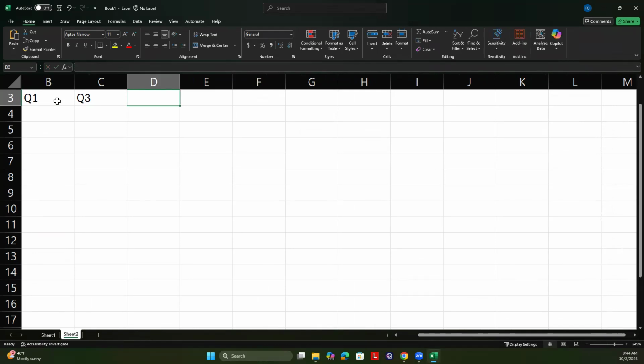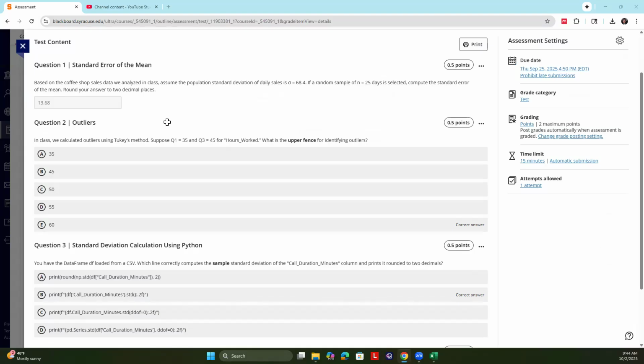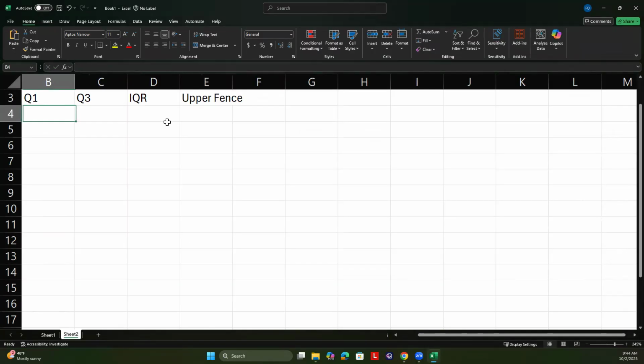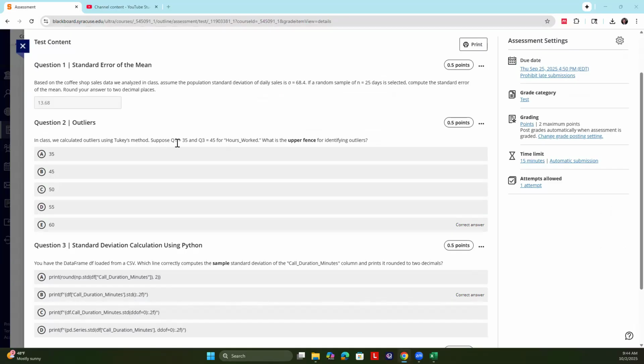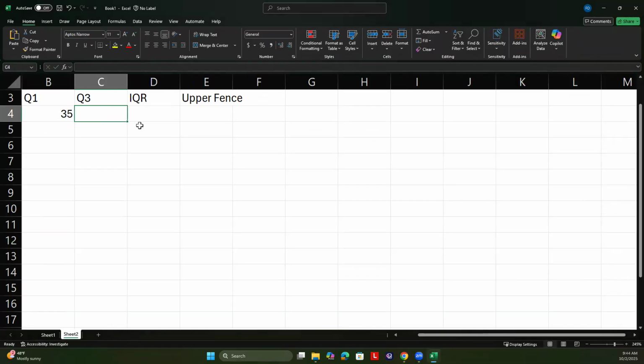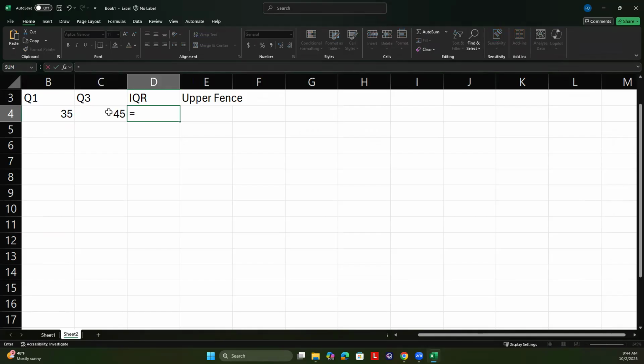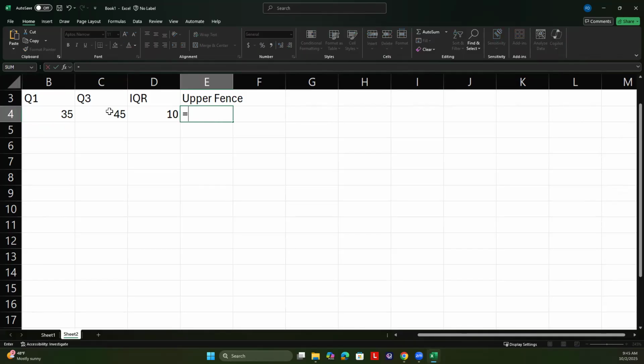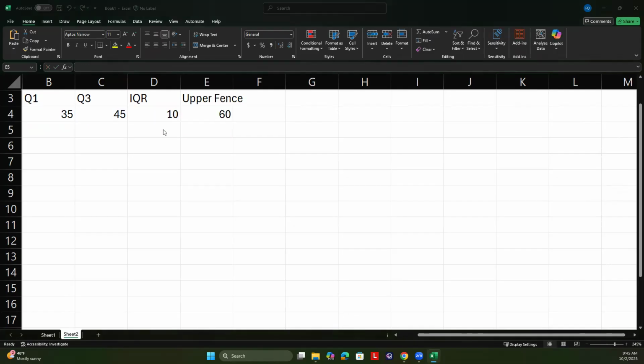Need to calculate the interquartile range. And then the question is asking upper fence. Okay. Quartile number 1 is giving us 35. Quartile number 3 is 45. That means the interquartile range is 45 minus 35, which is 10. The upper fence will be quartile number 3 plus interquartile range times 1.5. So the answer is 60.